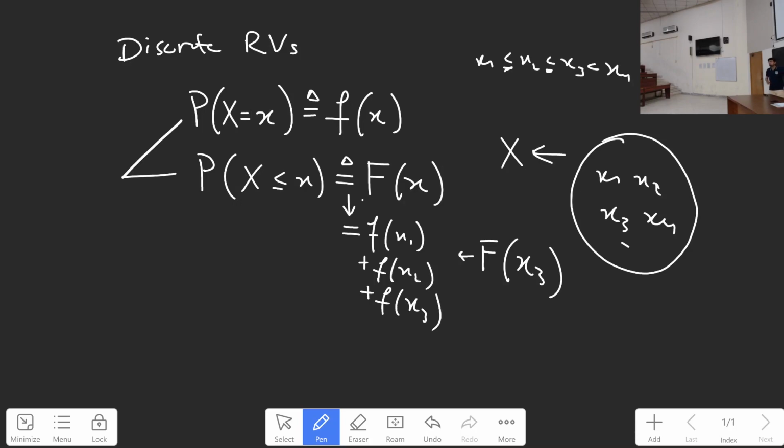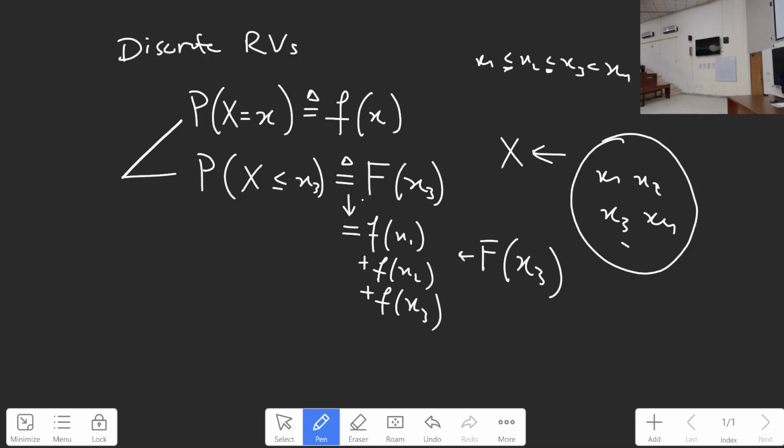Agreed? Why is that? We are saying, what's the probability that x takes a value less than or equal to some particular x. If you're talking about x3, this is what it would look like. What's the probability that it takes a value less than or equal to x3? Well, it can either take x1 or x2 or x3. So we sum that up.